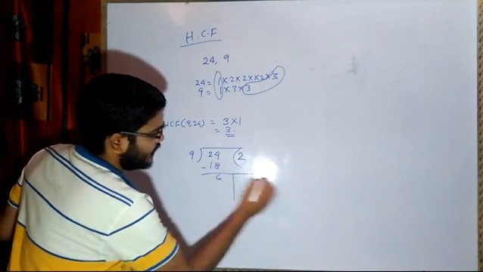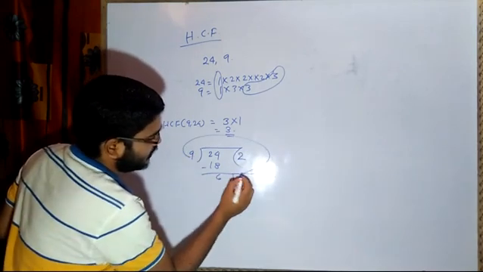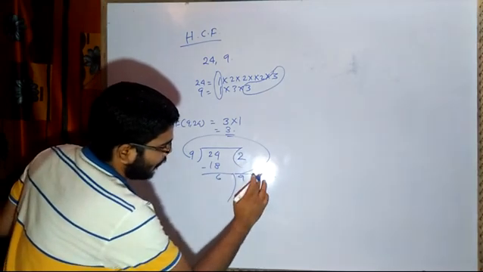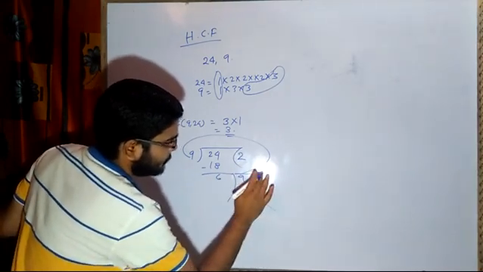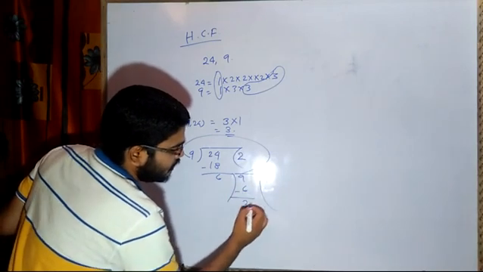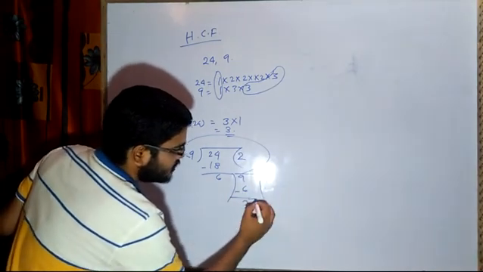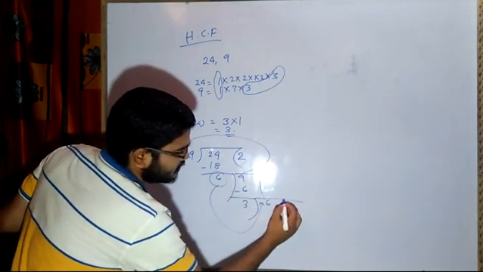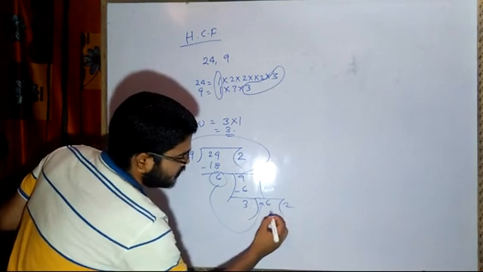Then again I will select this divisor. This divisor will come and sit here. 9. So 6 1s are 6. Subtraction will be 3. Then again this 6 will come and sit here. So I will write 6 here. So I will get 3 2s are 6.